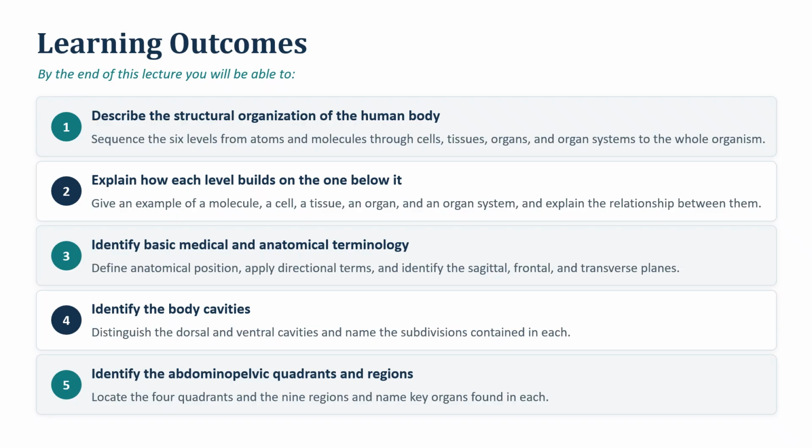Outcome 5 is the abdominopelvic quadrants and regions, and honestly, this is the outcome you will use most often in a clinical setting, because it's how abdominal complaints get documented. Notice that outcomes 3, 4, and 5 are all heavily represented on certification exams, including the CCMA. As we move through the slides, if you can answer the outcome in your own words without looking at the slide, you are ready. If you cannot, flag it in your guided notes and bring it to me.